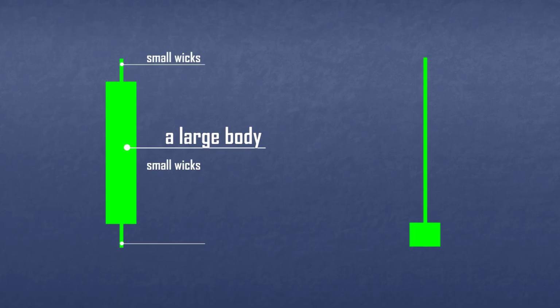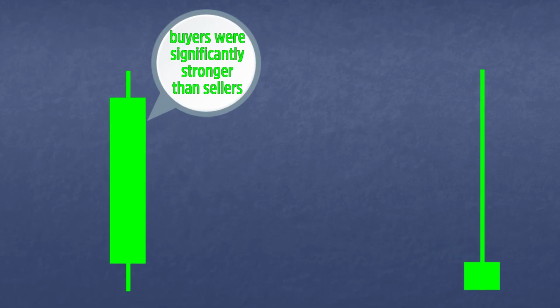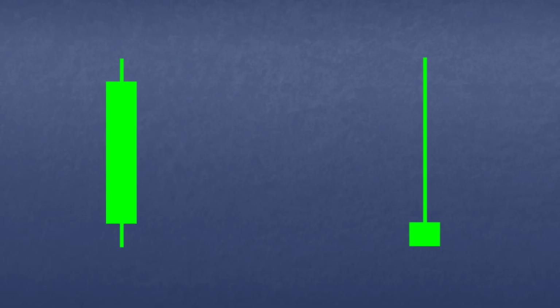Example. In this example, we have 2 green candlesticks. The one on the left has a large body and relatively small wicks. The opening price is here. Initially, sellers attempted to push the price down, but their selling pressure was weak as buyers quickly stepped in and drove prices higher. Buyers were able to push the price significantly upward without facing much resistance from sellers. As a result, the closing price is very close to the session's high, indicating that buyers were significantly stronger than sellers. In the second candlestick, the story is entirely different.